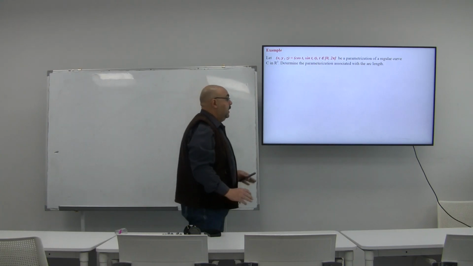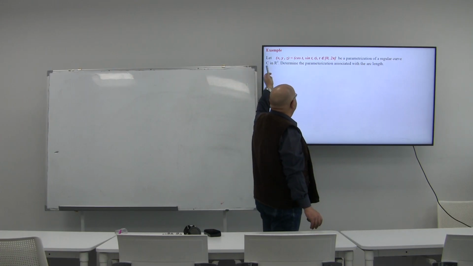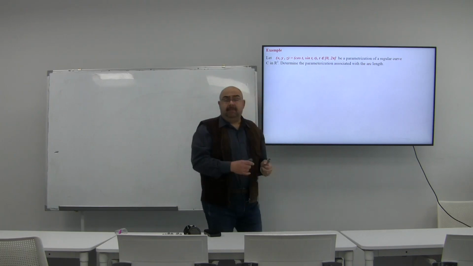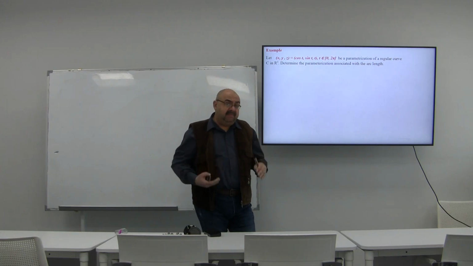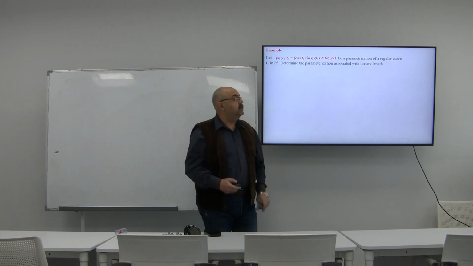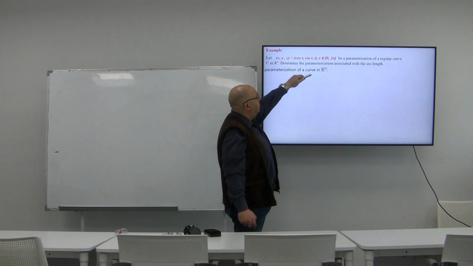It is a very nice function, and you have the contour or the curve. Determine the representation associated with arc length. Now I'm not asking you about the arc length itself, but I need to have the parametrization as a function in the arc length. So I will move through all the steps. I will start by identifying r. r is going to be cosine t, sine t, and t.